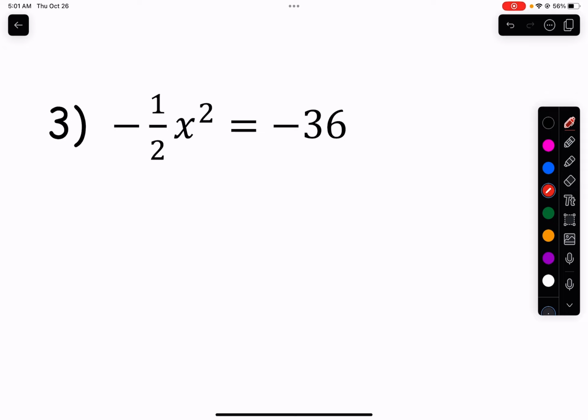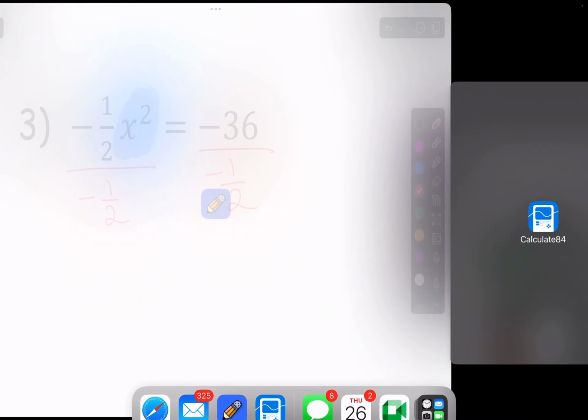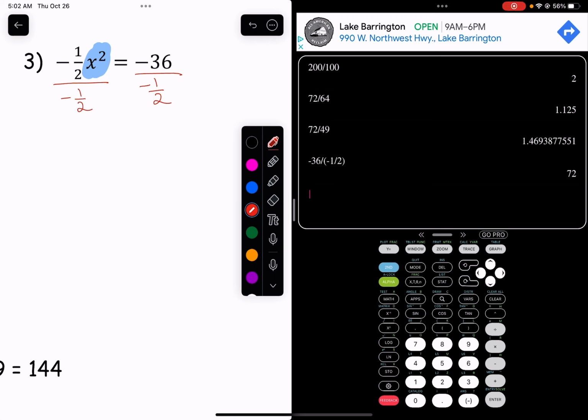So this one, there's kind of two ways to think about this. If we're trying to get the x squared by itself, one way to think about this, since you have a calculator, is to just divide by -1/2. So if you go on your calculator and do -36 divided by, and remember, when you put fractions into your calculator, put parentheses around the fraction. So I'm going to do -1/2 like that, and I get 72. So I get x squared is equal to 72.